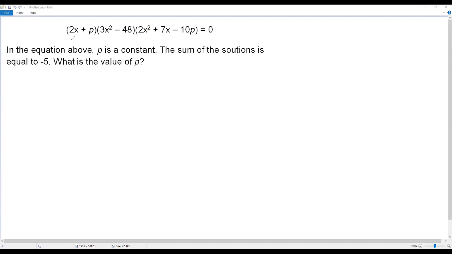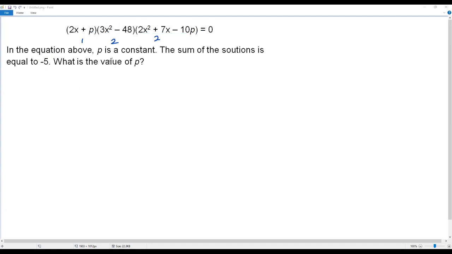Okay, so in the given equation, the expression on the left side has been factored, and we have three factors over here. The degree of the first factor is just 1. That is, the largest exponent of the variable x in the first factor is just 1. The degree of the second factor is 2, and the degree of the third factor is also 2. So when I add the degrees, I get 5. So when I solve this equation, I'll get 5 values for x, that is, 5 solutions. According to the information, if the sum of the 5 solutions is equal to −5, what is the value of p?